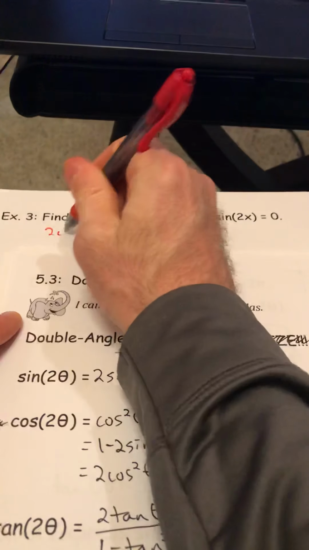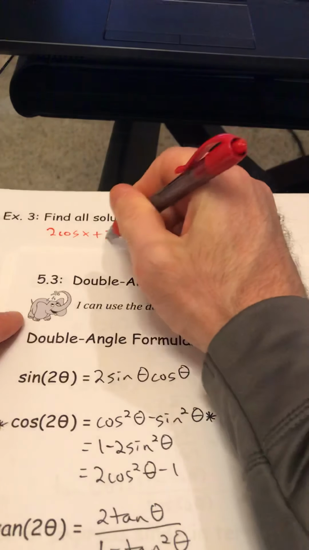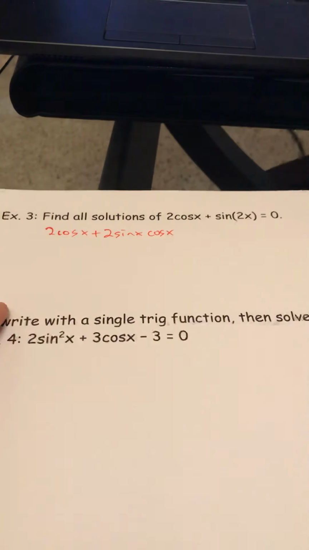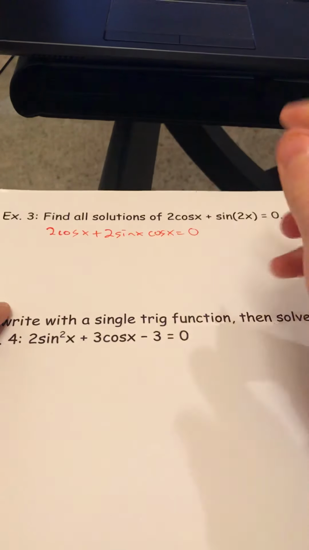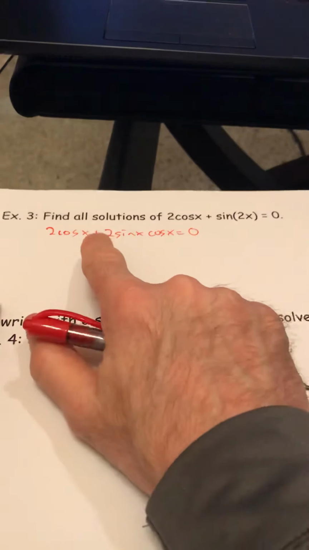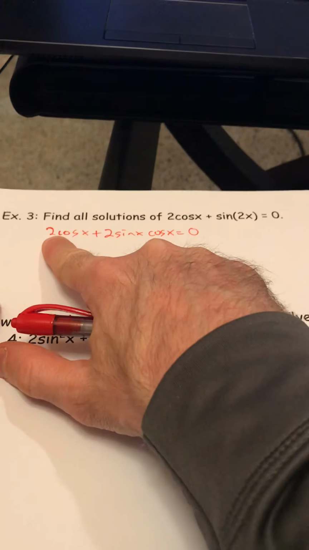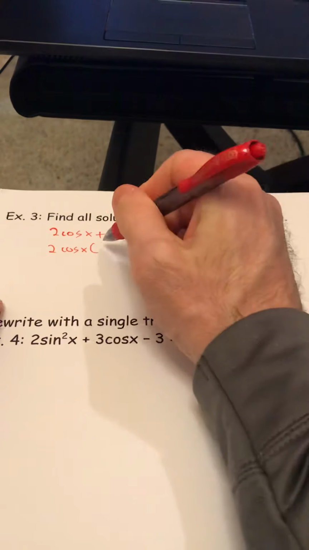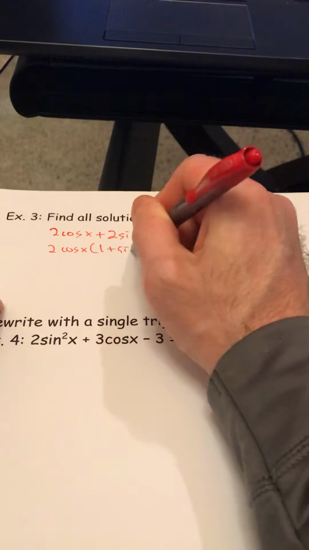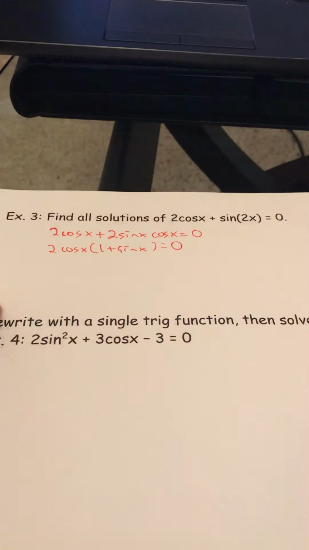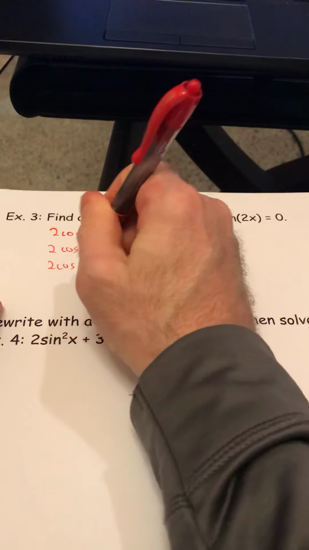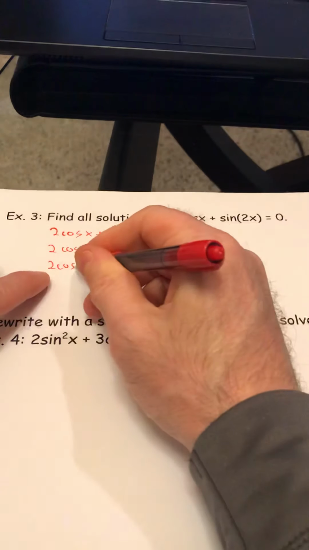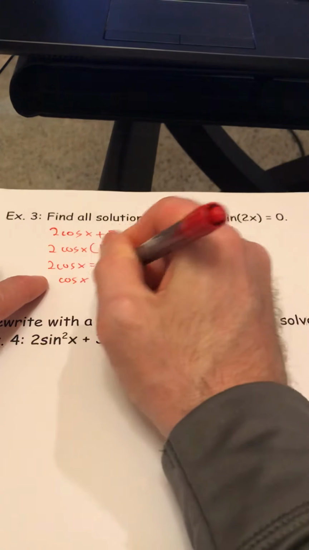So this is going to become 2 cosine x plus 2 sine x cosine x equals 0. Now we have a greatest common factor that we can use here, and it's going to be 2 cosine x. So when you factor 2 cosine x out of itself, it leaves 1 plus sine x equals 0. Now from here, set each of your factors to 0. Divide the 2, cosine x equals 0.